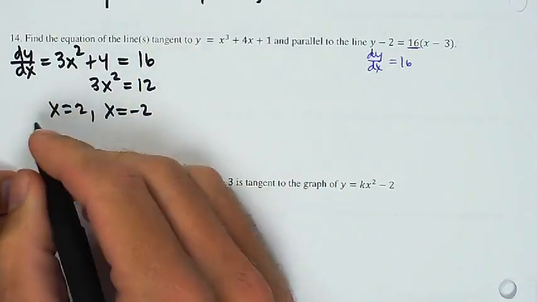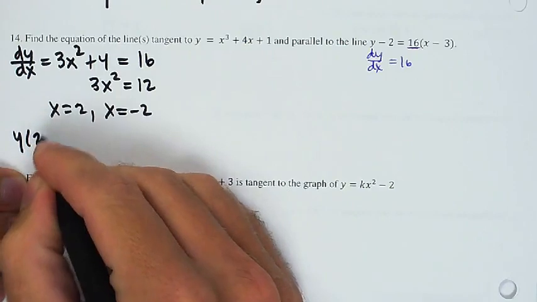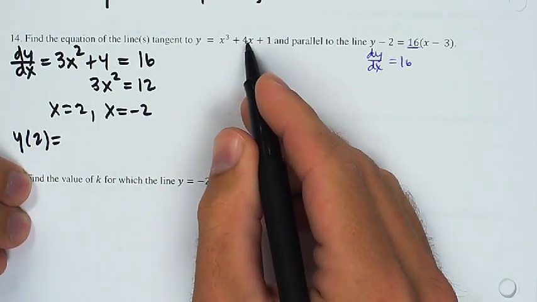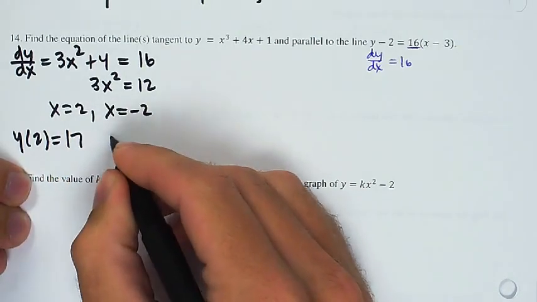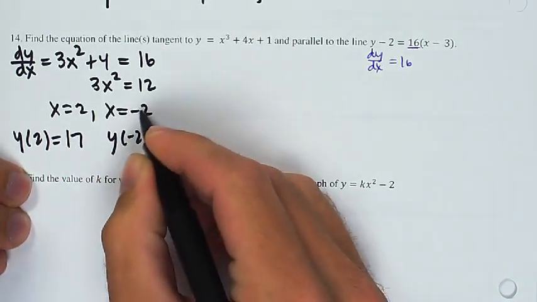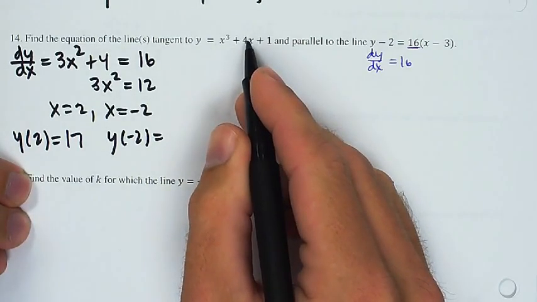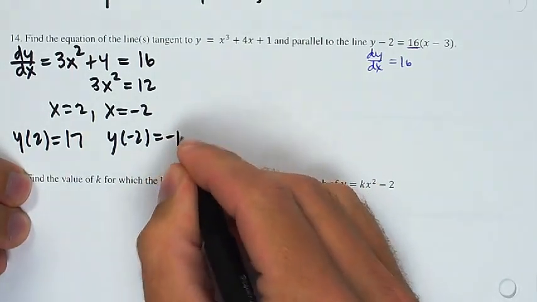Okay, we've got the slope. Now we just need the y coordinates. y of 2 is going to be 8 times 2, which is 16, plus 1 is 17. y of negative 2, I plug in negative 2 and I get negative 8 times 2 is negative 16, plus 1 is negative 15.